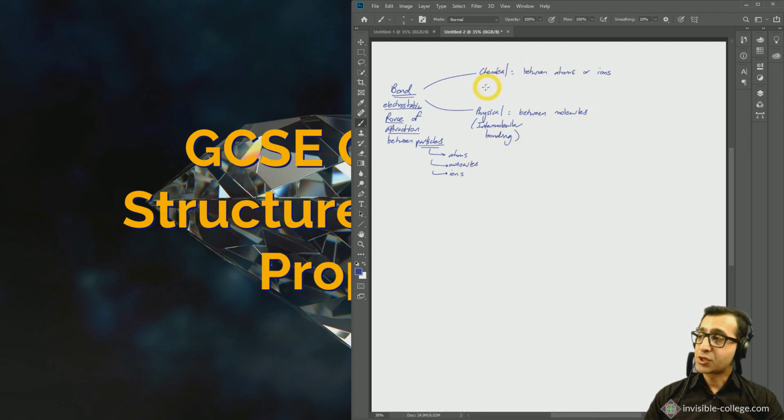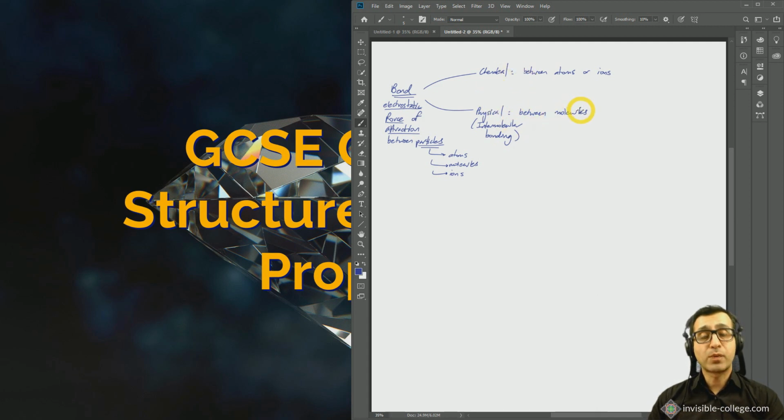Now, another distinction is that chemical bonding is much, much stronger, orders of magnitude stronger than physical bonding. So this means that it takes a lot more energy to separate two atoms or two ions that have been joined by a chemical bond than it does to separate two molecules which have been attracted together by some kind of intermolecular bond or physical bond.